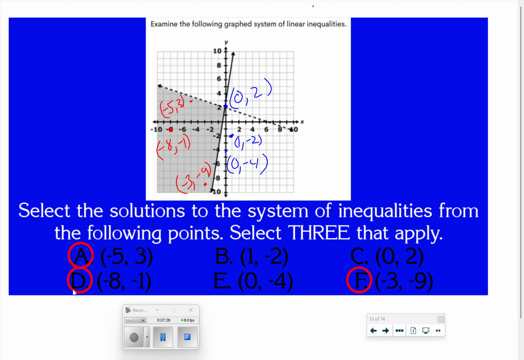Okay, you should get A, D, and F. A, D, and F. Okay, so we got -5, 3, -8, -1, -3, -9. All of these are in this area. These three are not. This one's close, but it's on a dotted line here, and that is not part of the solution.